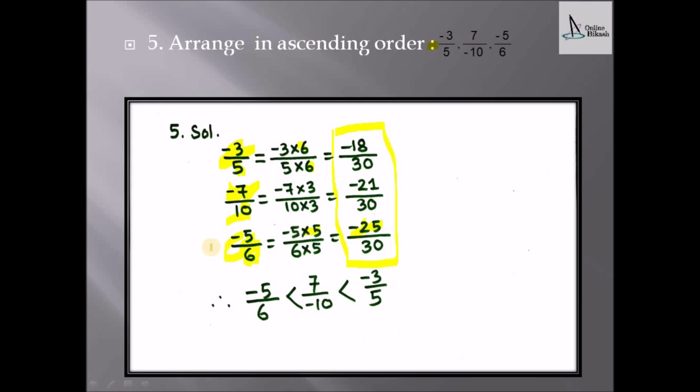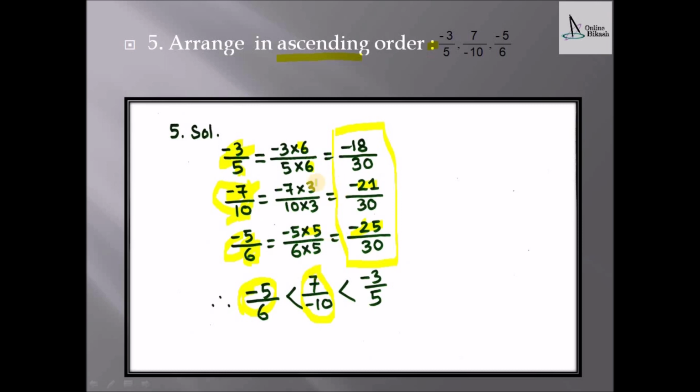As we are arranging in ascending order, ascending means what? From smaller to bigger. So the smallest one will be written first, so minus 5 by 6, then minus 21, that means minus 10 by 10 we have to write, but minus 10 by 10 was not in the question. You can see here 7 by minus 10 is present in the question. So don't write minus 10 by 10, instead the rational number which is given in the question, you have to write 7 by minus 10.